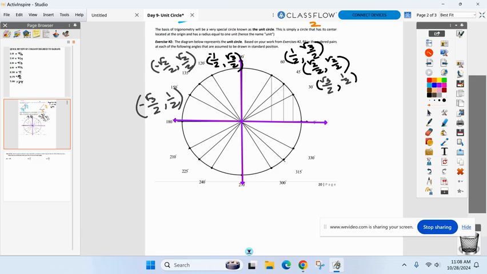See if you can go around in your group right now. Finish the rest of them. 210. Find the reference angle, and it's the same point. You just got to make sure what's negative and what's positive. So go ahead, start with 210. Find its reference angle. That'll be the same point as either 30, 45, or 60.